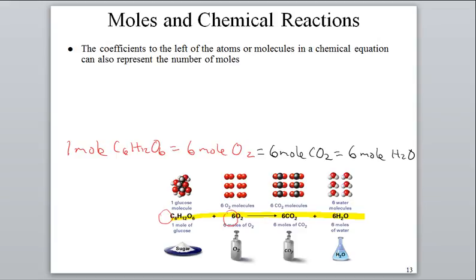This provides a lot of information. You could do it for any chemical reaction. You could do it for hydrogen reacting with oxygen to form water. In this reaction, for every 2 moles of hydrogen, there's 1 mole of oxygen. And for every 2 moles of hydrogen, there's 2 moles of water that form. Or the number of hydrogen molecules that react, it's exactly the same number of water molecules that are formed.